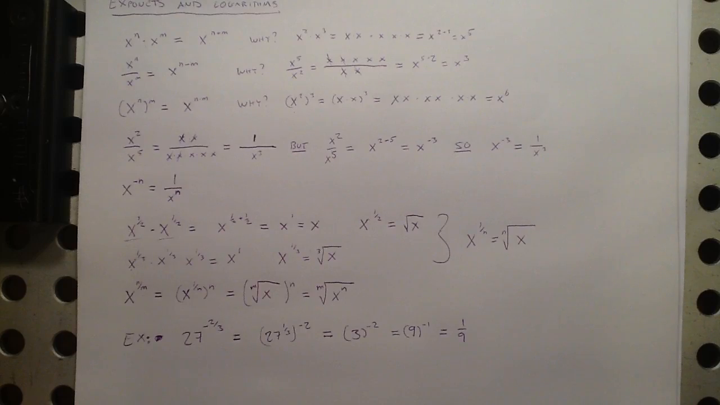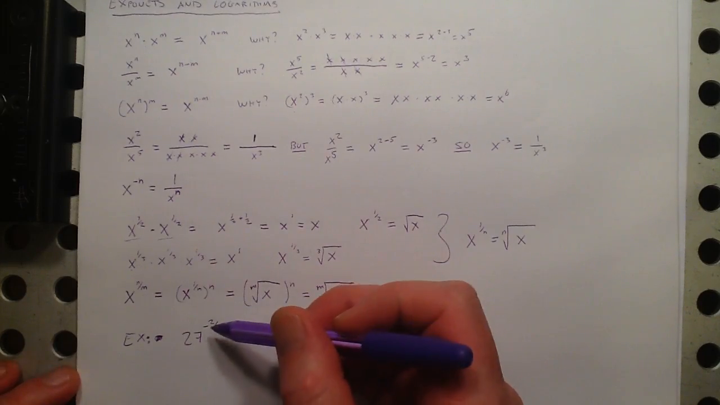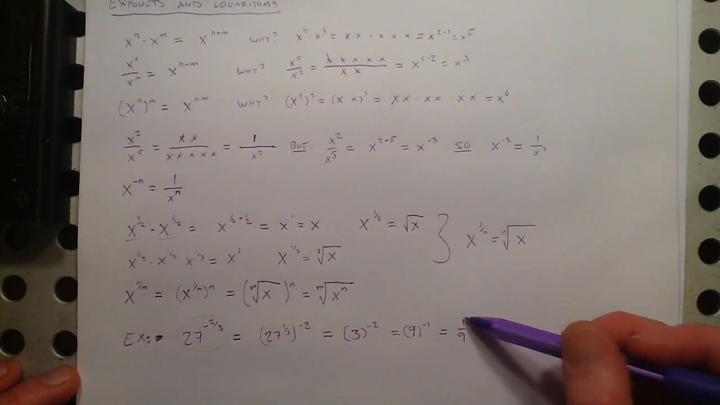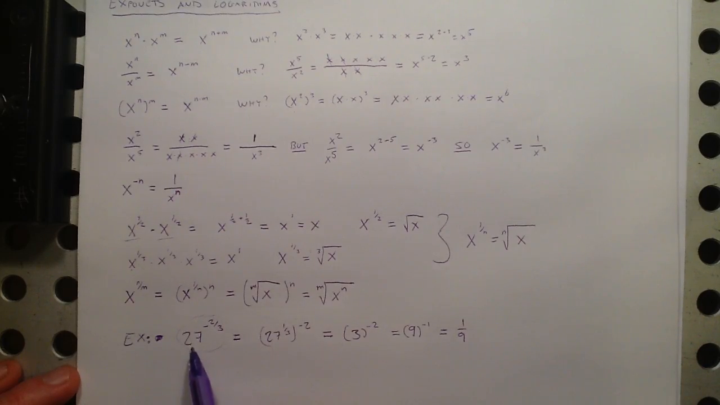I would like you to be able to do this just looking at this and then go straight to here. And here's the thought process. 27 cube root is 3, squared is 9, flip it over, 1/9. Right? That's the order you would think about that in.